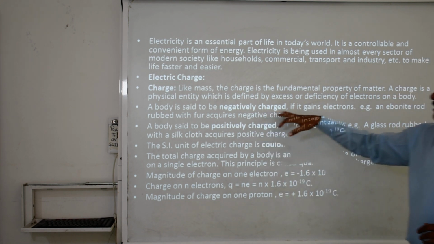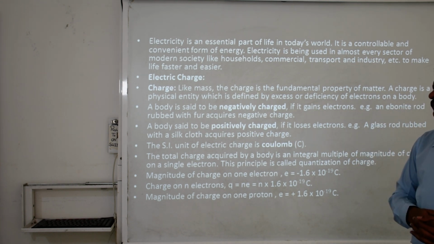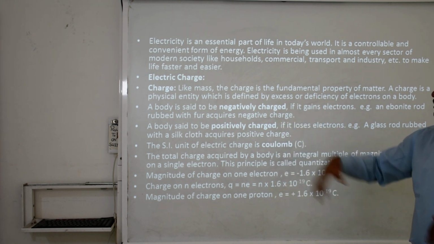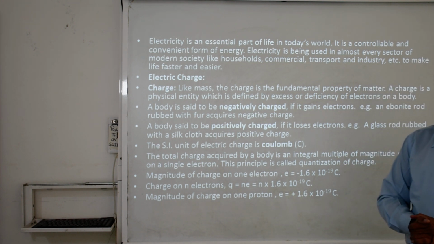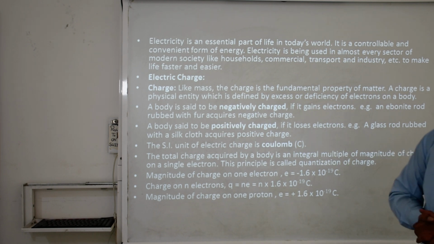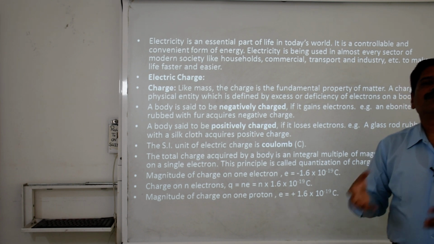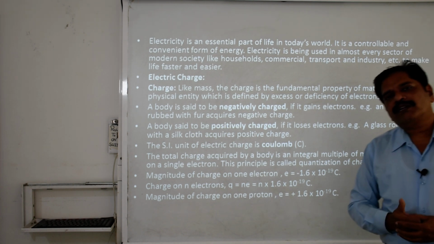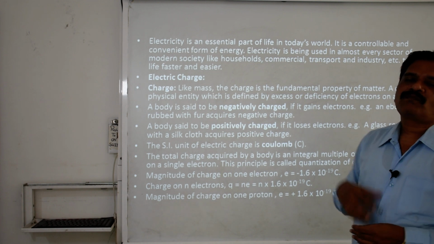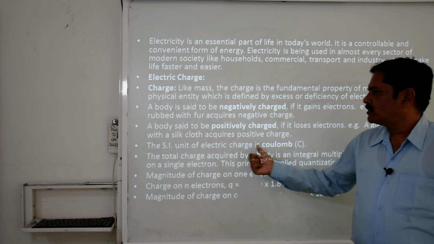Clear? A negatively charged body can be obtained by rubbing an ebonite rod with fur. When you rub this ebonite rod with flannel or fur, it will be charged with negative charges. And when we rub a glass rod with silk cloth, then it acquires positive charges. So a body having excess positive charges is called positively charged, and one with excess negative charges is called negatively charged. Clear? So this is the basic fact.